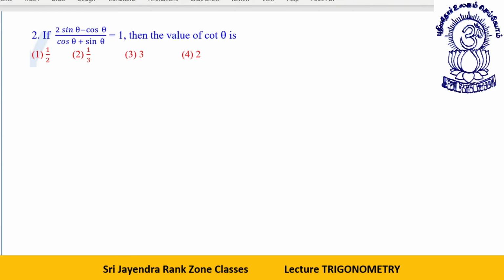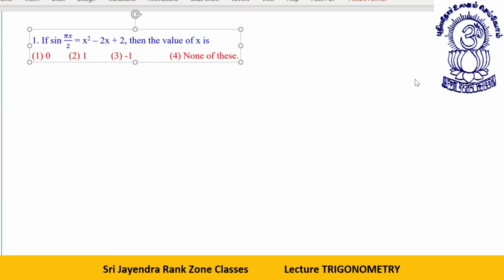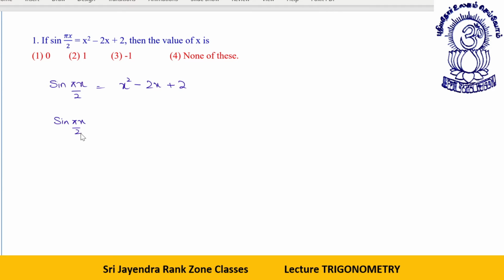The first question we have is, this is the first question. You are given sine pi x by 2 is equal to x square minus 2x plus 2. Then what value of x can satisfy this thing. Okay, this I can say as sine pi x by 2.